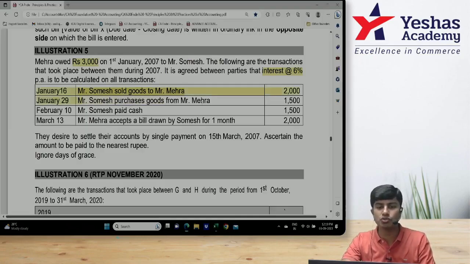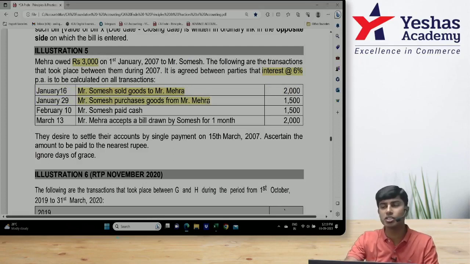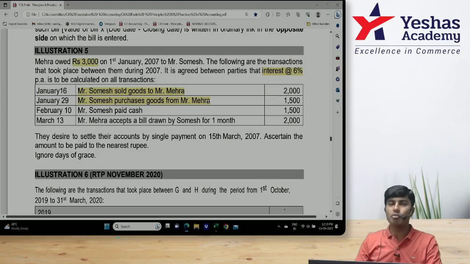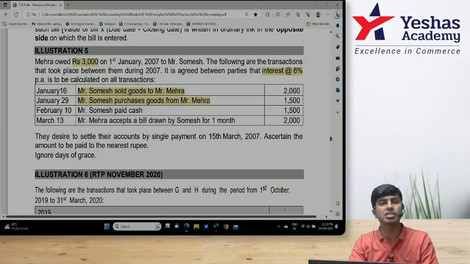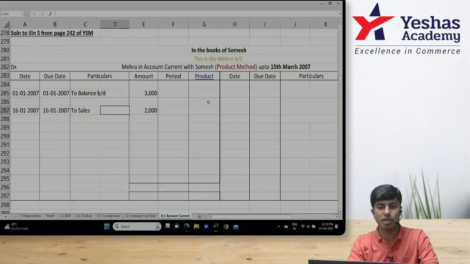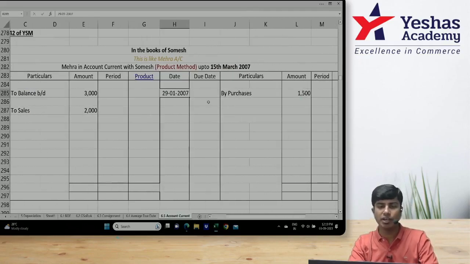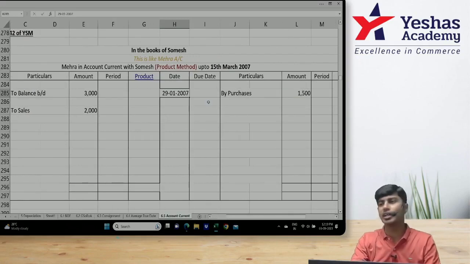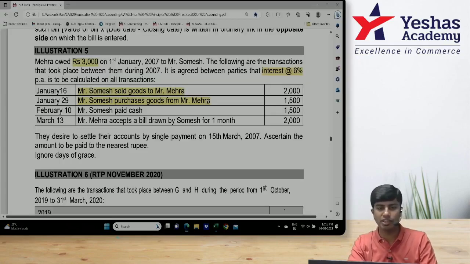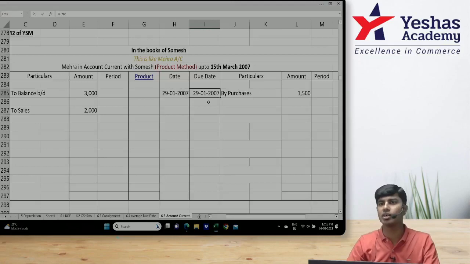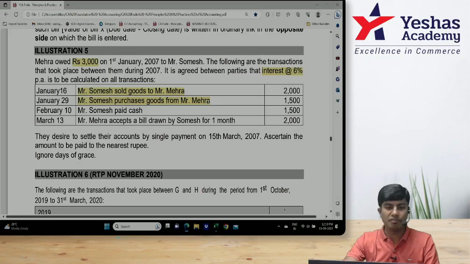Somesh purchased goods from Mehra. We are Somesh. When we purchase goods from Mehra, entry is purchase account debit to Mehra. So I will write by purchases. How much? 1500. On what date? 29th of January. Have they given any due date? No. The same date will be our due date. Okay. What is after that?